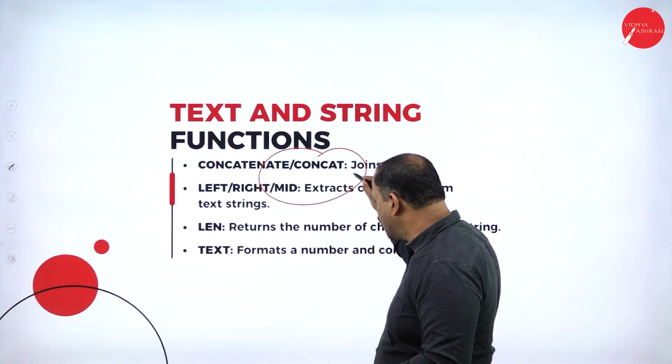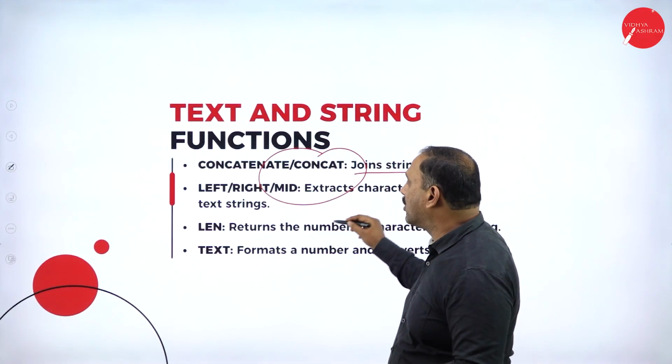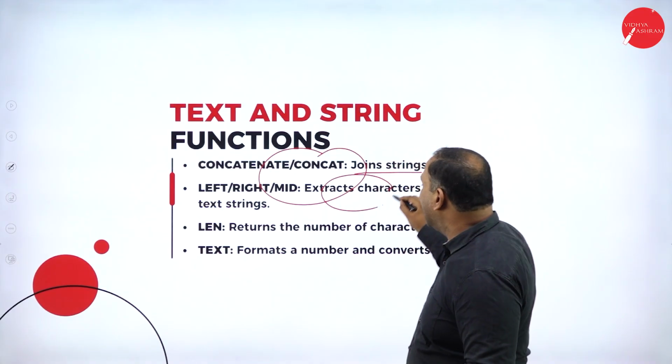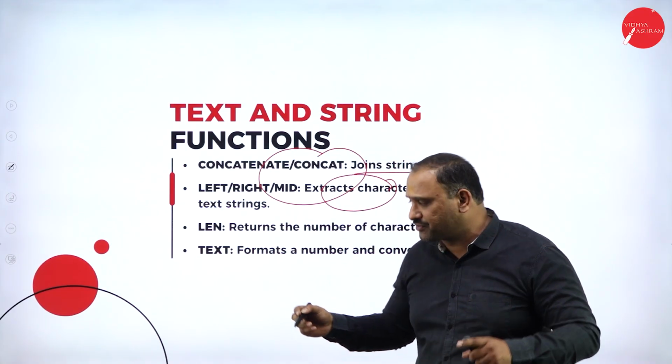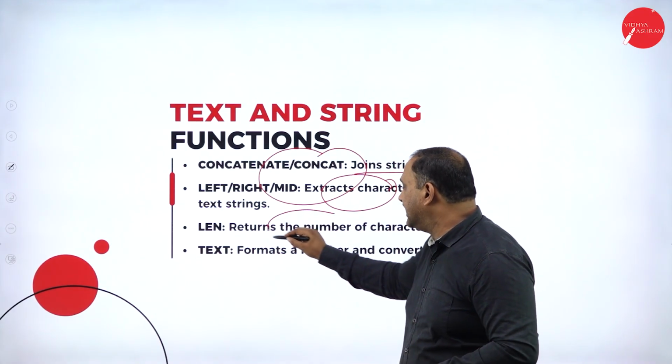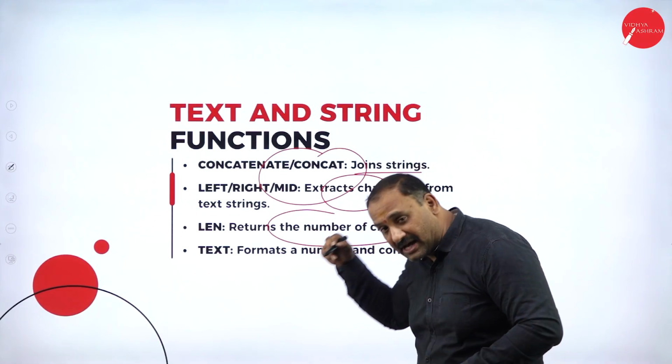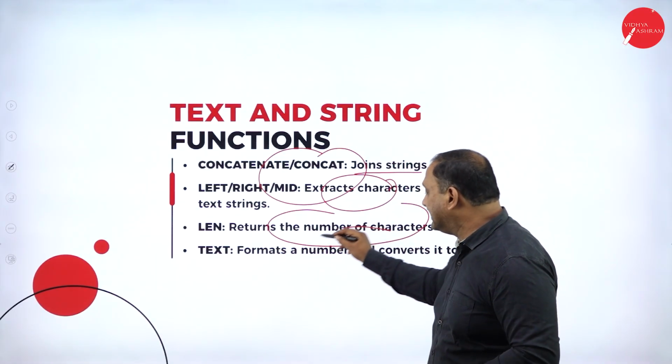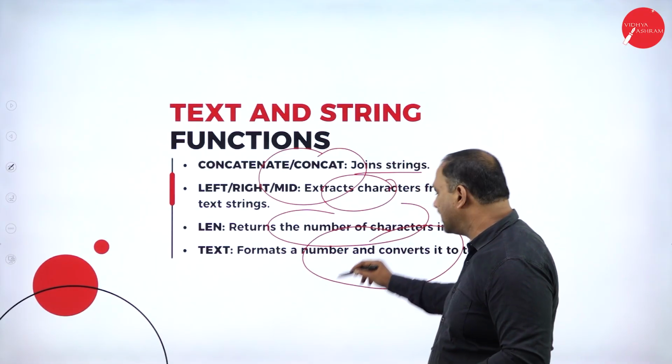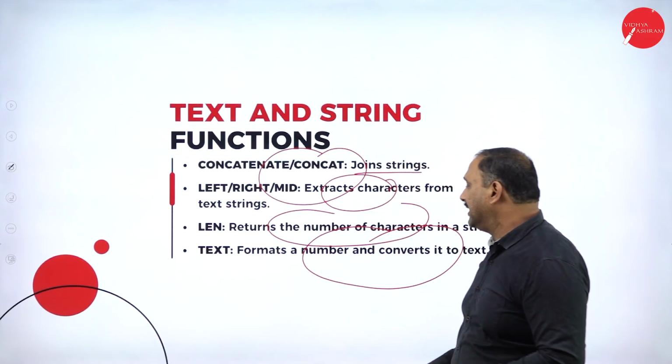Now with that, we will also go to the next one, the text functions: CONCATENATE or the CONCAT function, which is joining the strings. Next, we talk about LEFT and RIGHT, which extract characters from the text strings. We will also use the LEN function, which is used to find the number of characters in a string, and TEXT, which converts a number into a text format altogether.